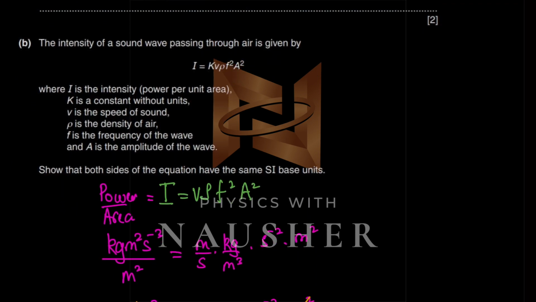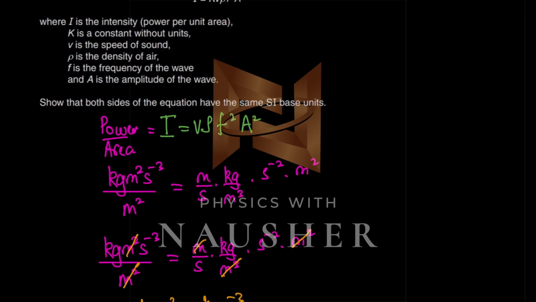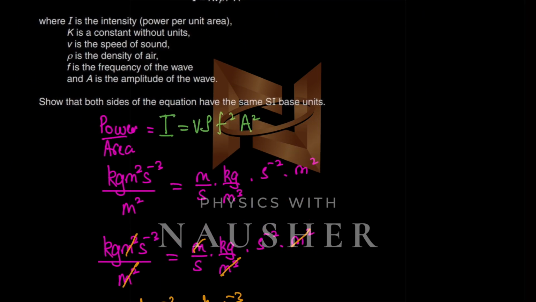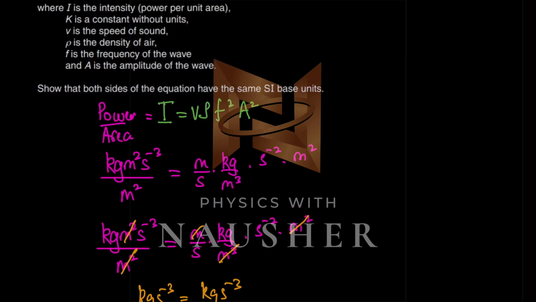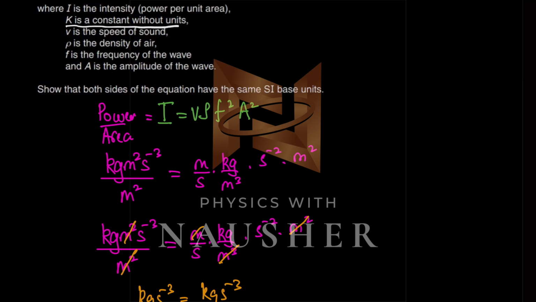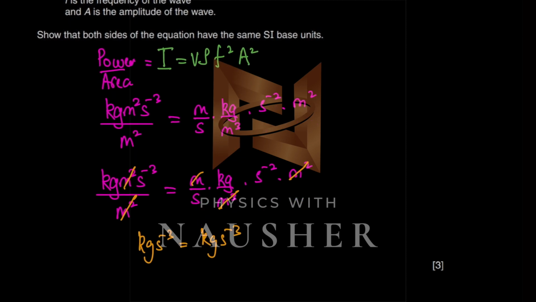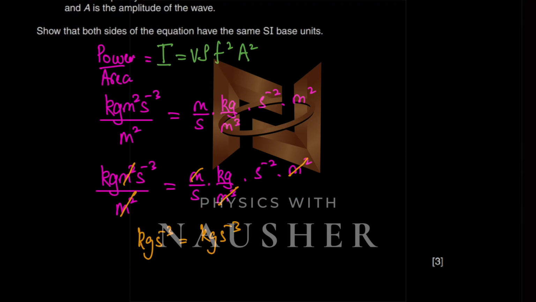Now, intensity is given by this expression. You have to show that both sides have the same units. Intensity is power over area. So power has these base units. Area is meter square. Speed, meter per second. I ignored K because in the question, they've clearly mentioned K is a constant with no unit. So you can completely ignore K in the equation.